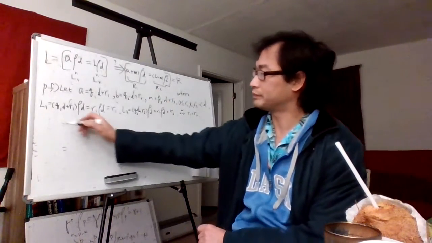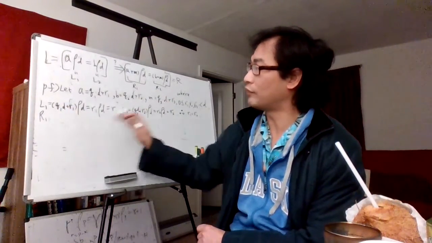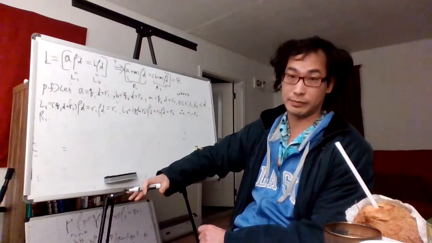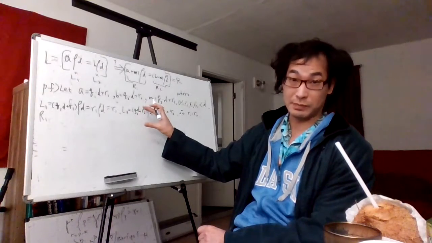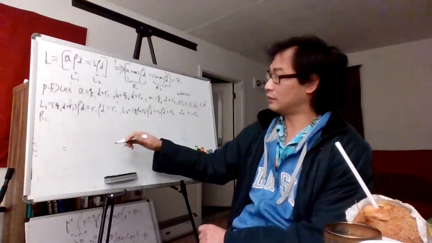R1, right? We're going to finish this proof in just one whiteboard. So we are being very economical when it comes to spacing, right?